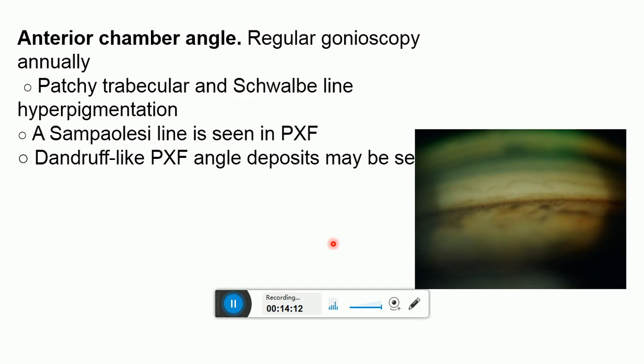It is not pathognomonic and can be found in pigment dispersion syndrome, as you can see in this picture. Dandruff-like pseudoexfoliative material deposits may be seen. There is an increased risk of angle closure, probably because of zonular laxity.